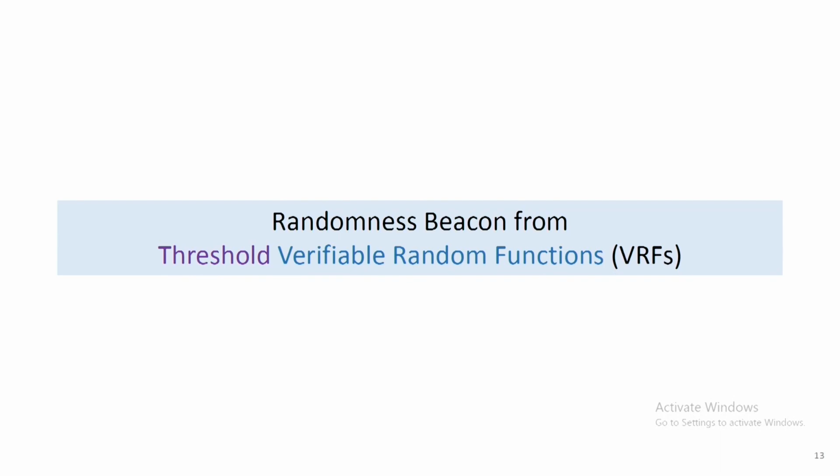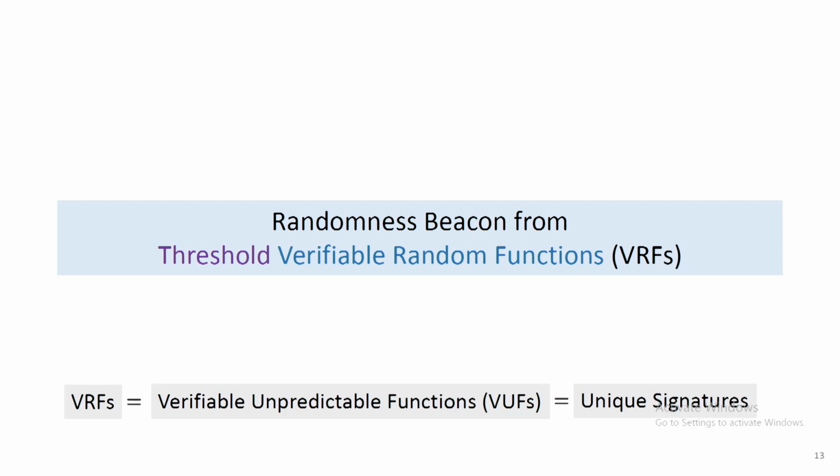To do so, we will rely on a cryptographic object called verifiable random functions, and we will use a threshold variant of it, because distributed systems go very well with threshold cryptography. In this talk, there are various different cryptographic primitives like verifiable unpredictable functions or unique signatures. I won't make any distinctions between them, but treat all of them as verifiable random functions. Let's see how to design a randomness beacon given threshold verifiable random functions, or VRFs in short.